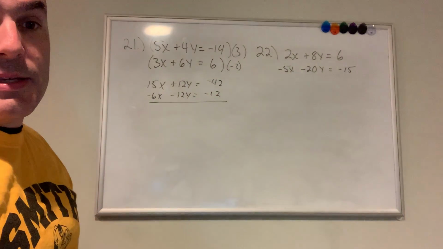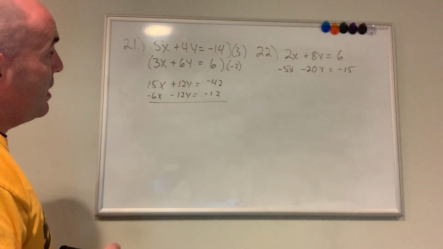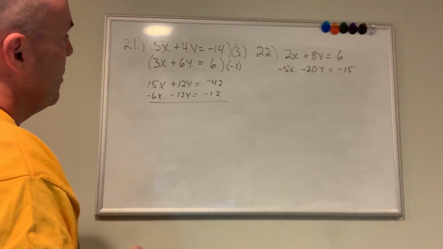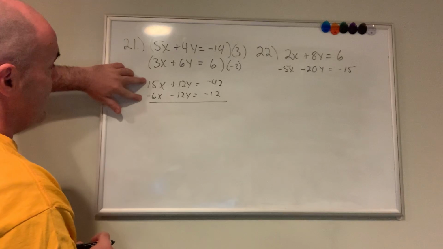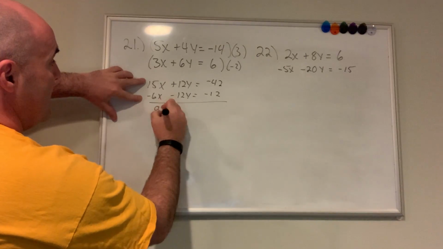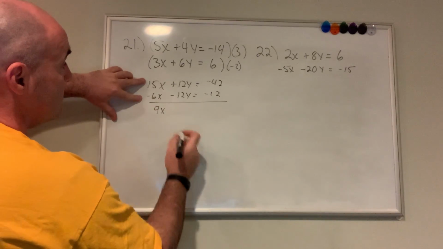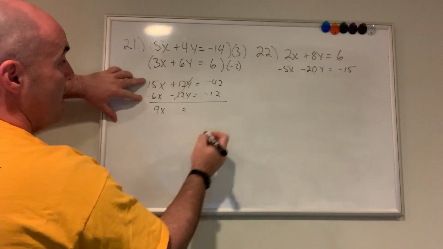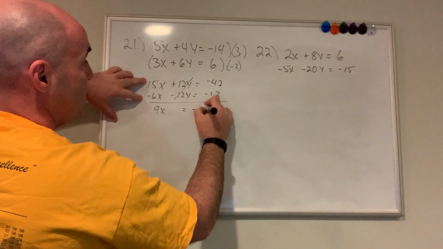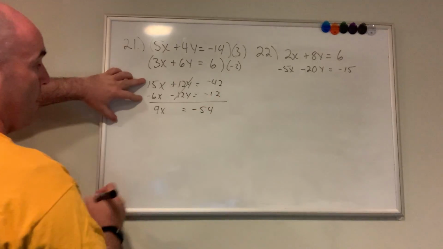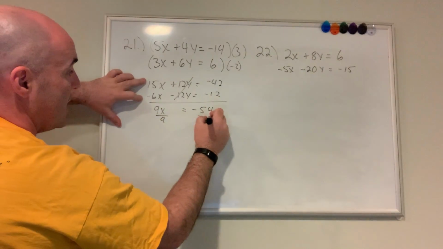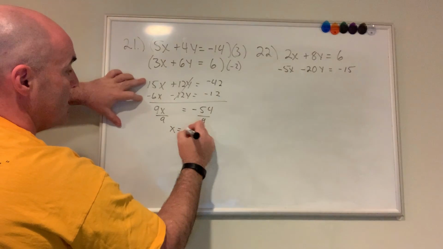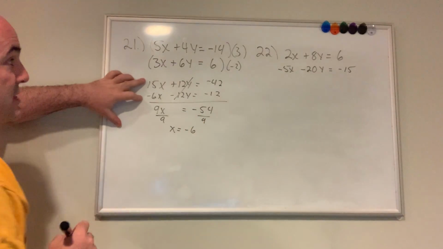In this case, we're going to add vertically, and this is going to give me 9x. The y terms cancel. Anything plus its opposite is 0. And this gives me negative 54. I can now divide both sides by 9, and x is going to be equal to negative 6.